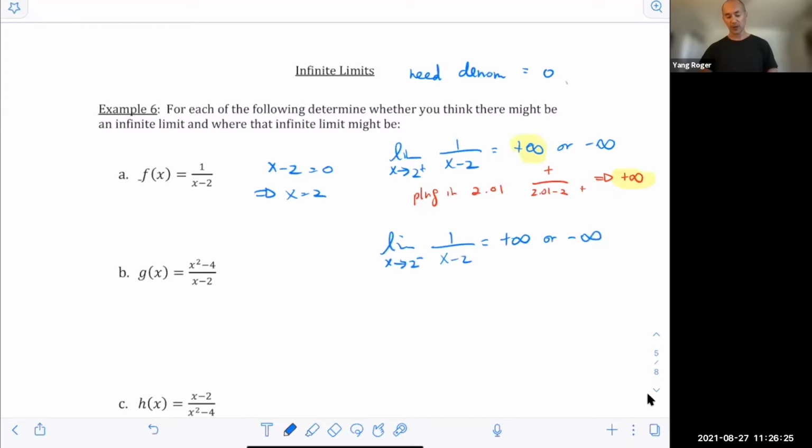Luis, can you tell me what number you're plugging in? Plug in something like 1.999. So you have a positive number over 1.999 minus 2. That's going to give you a negative number, right? So a positive number divided by a negative number, that's going to give you negative infinity. Does that make sense to everybody? Are there questions about this?